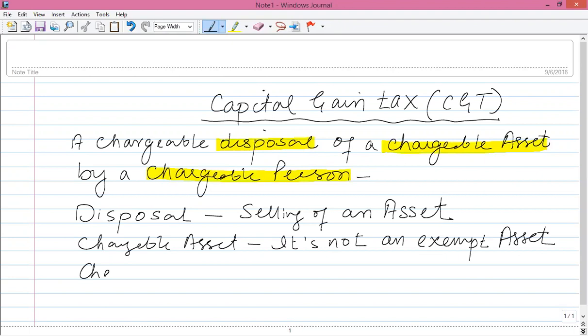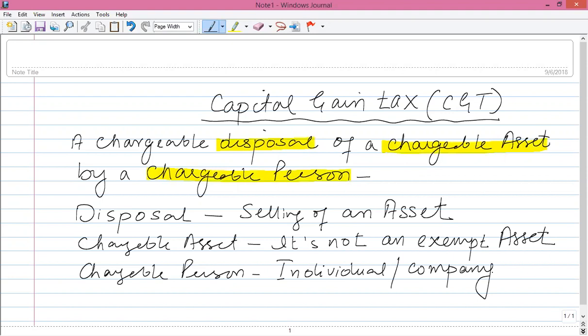And chargeable person might be an individual or a company. Means an individual is selling an asset and getting some gain out of it, or a company is selling an asset and getting gain out of it. So an individual or a company has to pay capital gain tax on that.